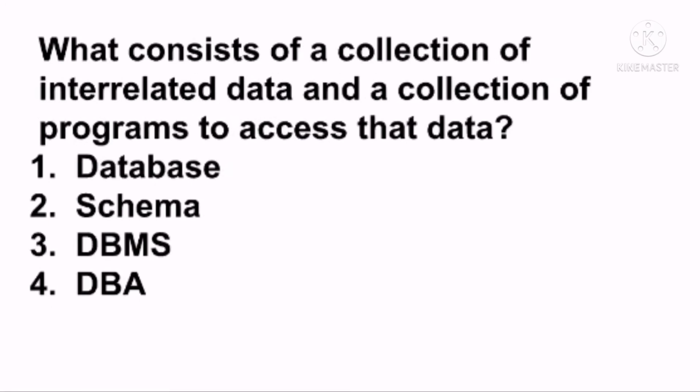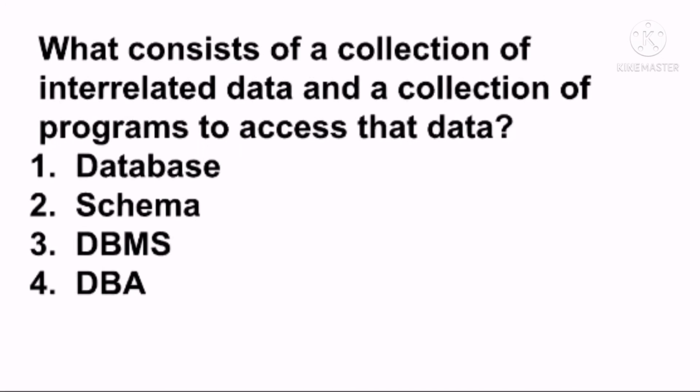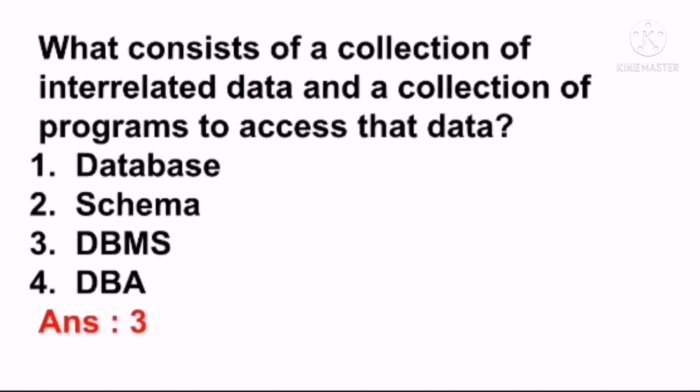Next, what consists of a collection of interrelated data and a collection of programs to access the data? Your options are first one database, second one schema, third one DBMS, fourth one DBA. Correct answer is DBMS. So a database management system consists of a collection of interrelated data and a collection of programs to access that data.